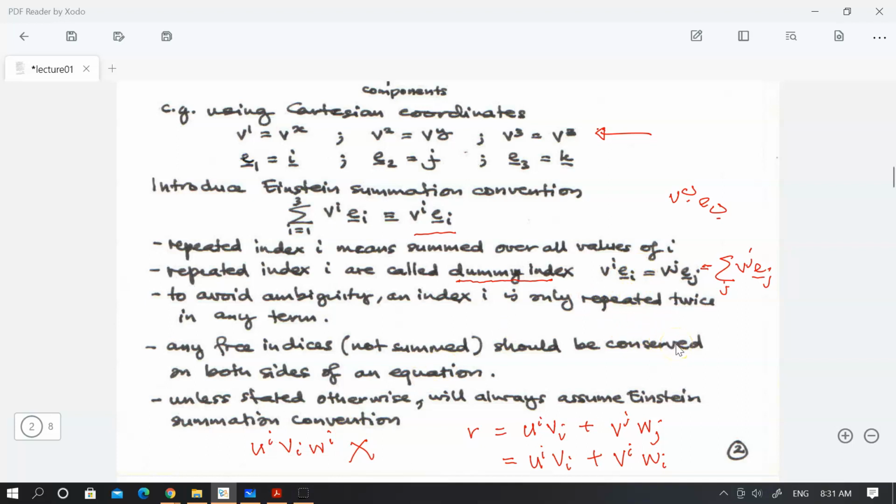Any questions so far? I think that's pretty obvious. If you took mathematical methods under me, I probably have also introduced this summation convention before.